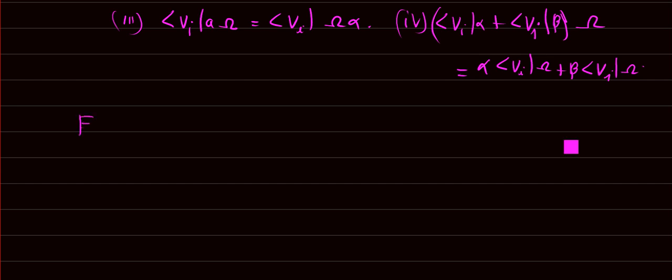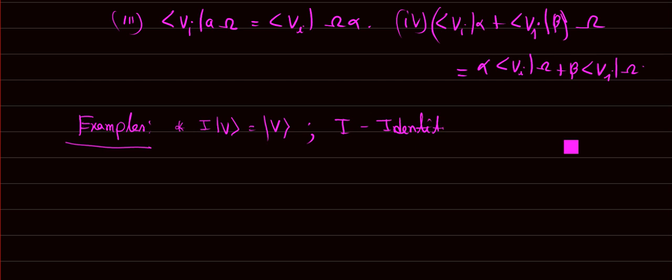Let's give some examples of linear operators or operators. This is an operator. It takes any vector and transforms it into itself. This is called the identity operator. An identity operator acting on a bra vector like this, we get the same vector.